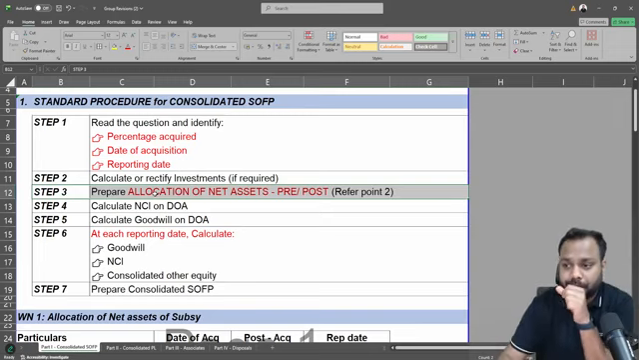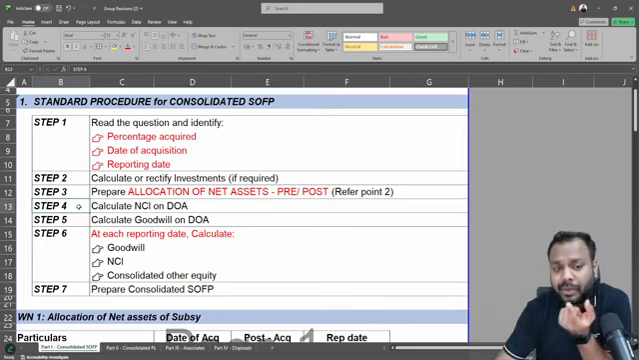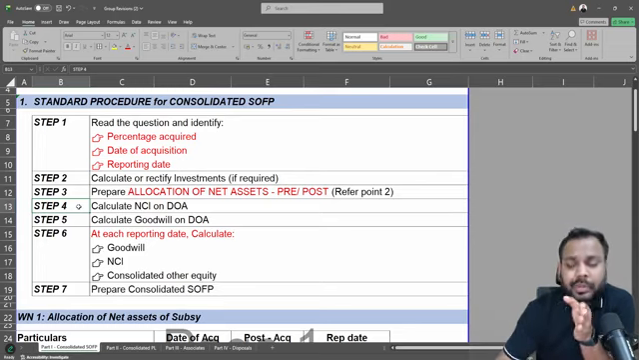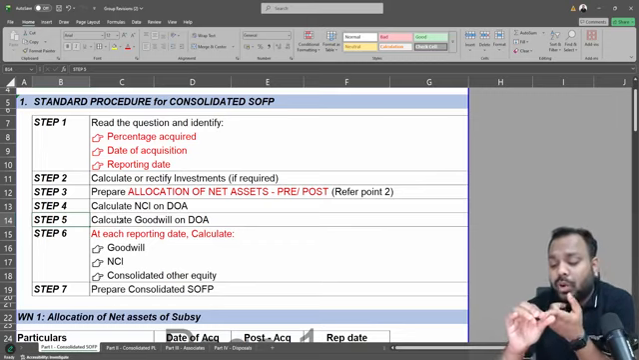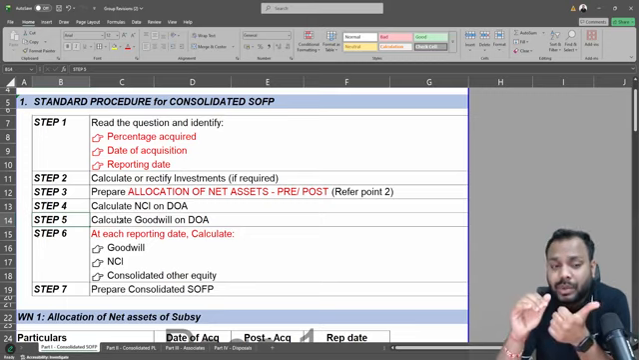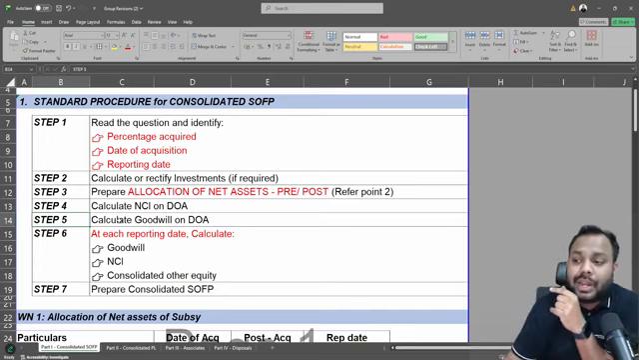Okay, now step number 4, calculate NCI on date of acquisition. NCI can be calculated at proportionate share method or fair value method. So we'll understand how to calculate NCI at proportionate share method or fair value method. Now, step number 5, calculate goodwill on date of acquisition. So how do you calculate goodwill on date of acquisition? For example, to calculate goodwill on date of acquisition, we will need investments, we will need value of NCI on date of acquisition, we'll need fair value of net assets on date of acquisition, that is calculated as part of step number 3.